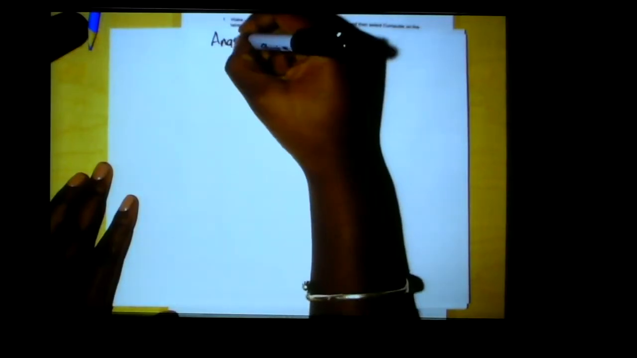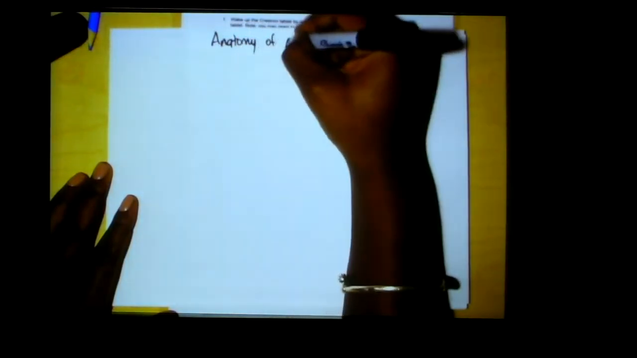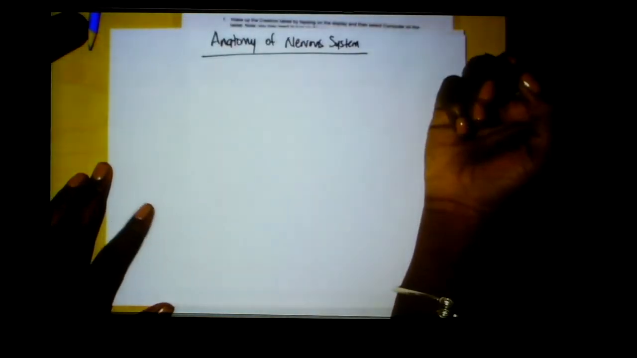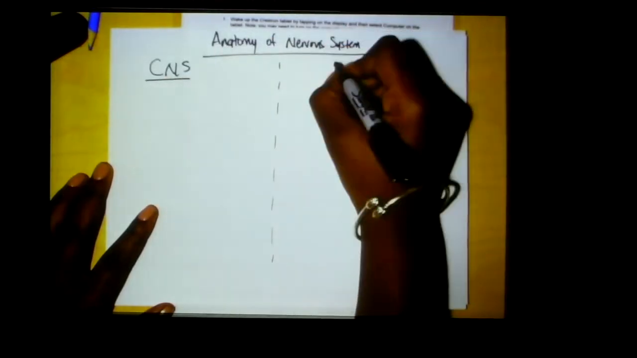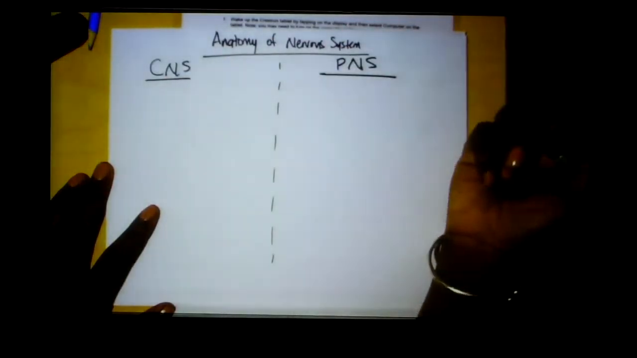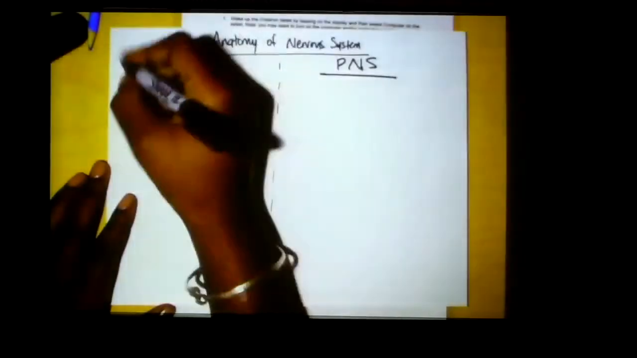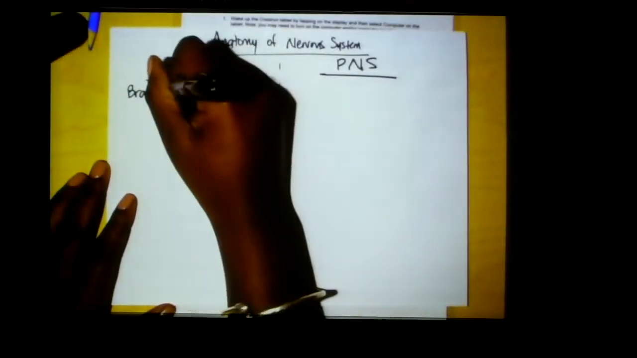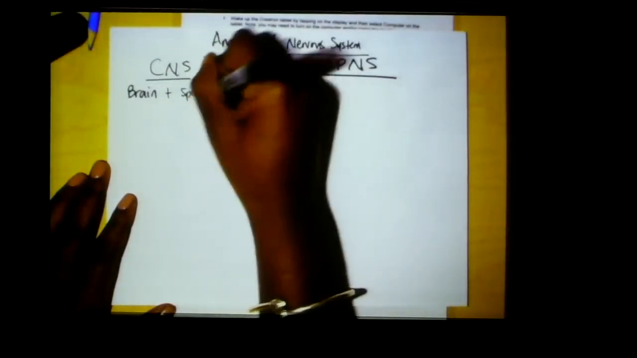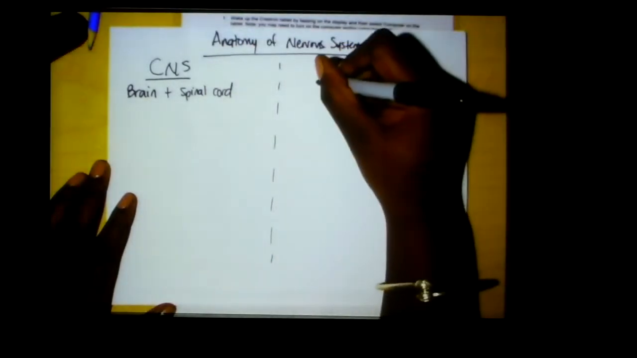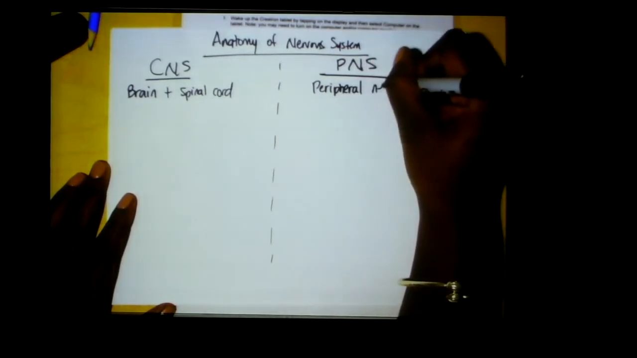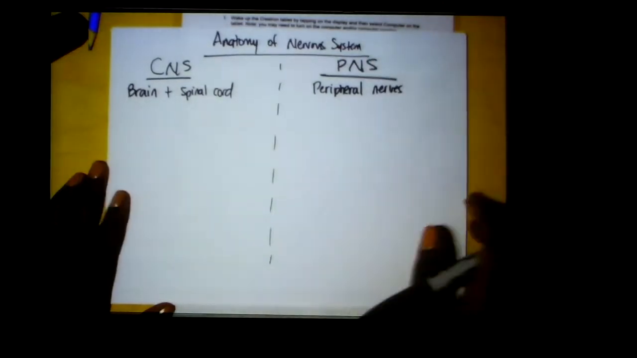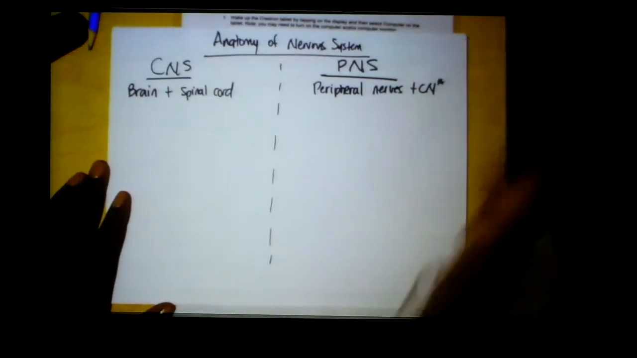Anatomy of the nervous system. Again, this is just a review here. We talked about two general divisions: central nervous system and peripheral nervous system. The central nervous system includes the brain and spinal cord. The peripheral nervous system includes our peripheral nerves and some of our cranial nerves.